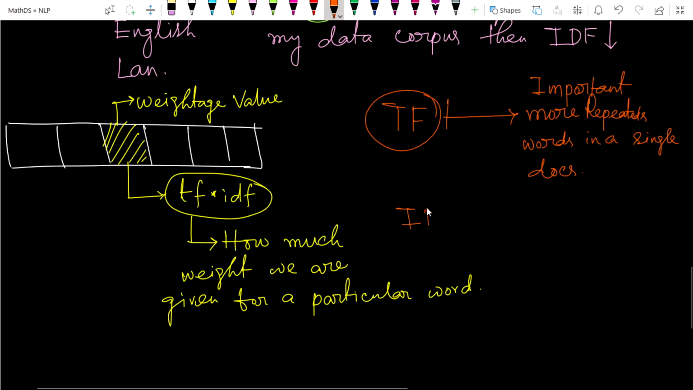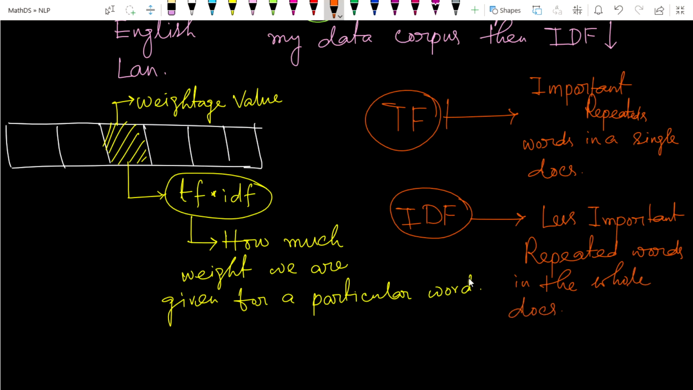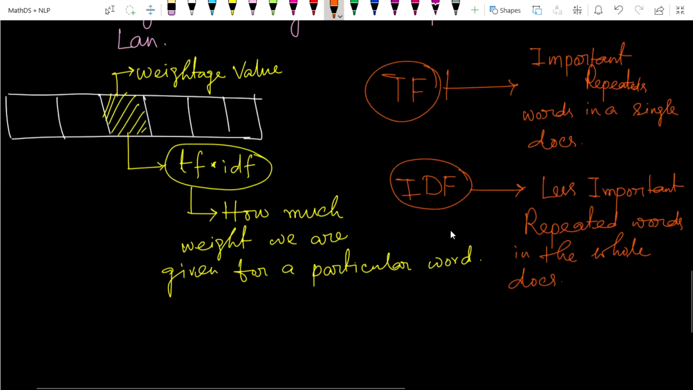And IDF is doing the inverse job. That is the meaning of this. IDF gives less importance to the repeated words in the whole document. That is what it is internally doing.